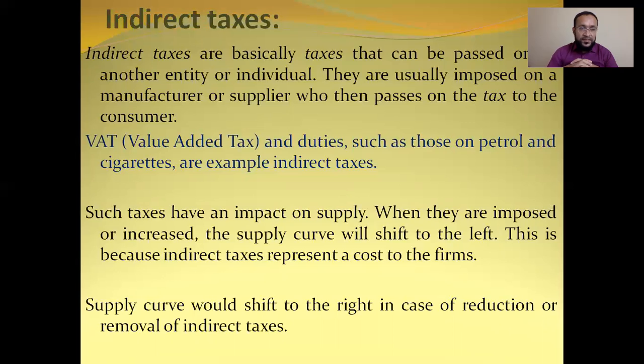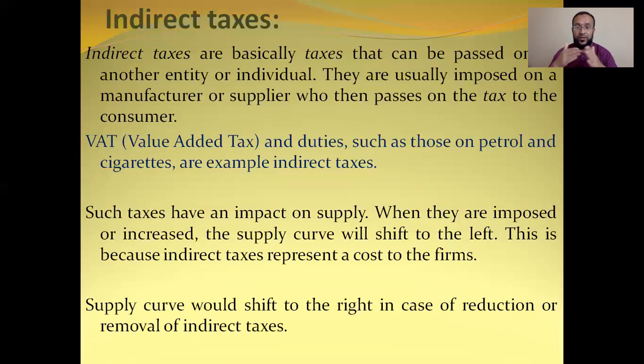All right. Such taxes have an impact on supply. When they are imposed or increased, the supply curve will shift to the left. This is because indirect taxes represent a cost to the farms. So they will produce less. Since this is a cost to the farms, later on they will pass it on to the consumers, but at first they will have to pay. So this is a cost on them.